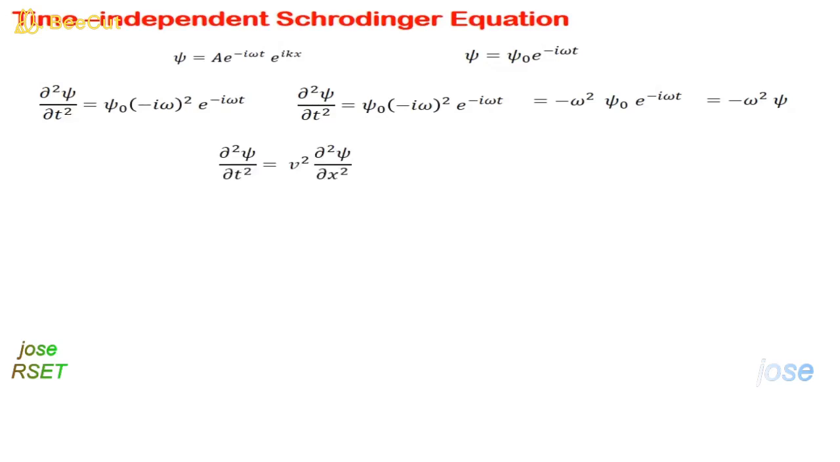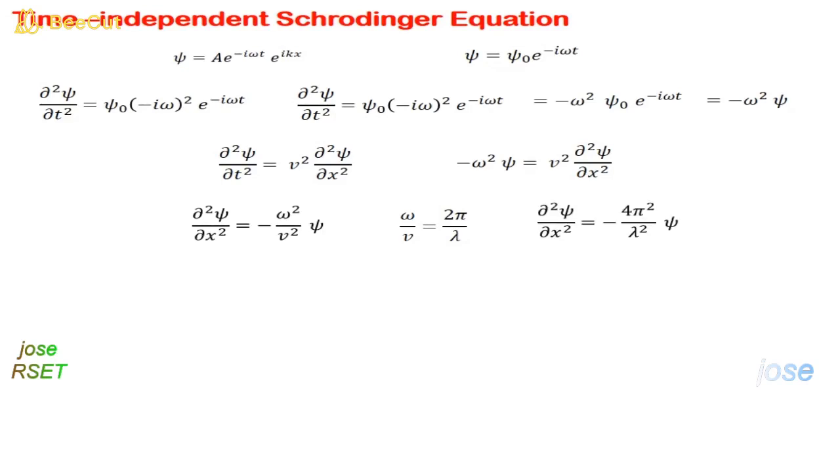We know the differential equation of a wave, ∂²ψ/∂t² = v² ∂²ψ/∂x². Substituting the value of ∂²ψ/∂t², that is −ω²ψ, in the differential equation of a wave, we get −ω²ψ = v² ∂²ψ/∂x². We know ω/v = 2π/λ. Therefore, substituting the value of ω/v in the wave equation, we get ∂²ψ/∂x² = −(4π²/λ²)ψ, where λ is the de Broglie wavelength, given by h/mv. So when you substitute the λ value, we get ∂²ψ/∂x² = −(4π²m²v²/h²)ψ.